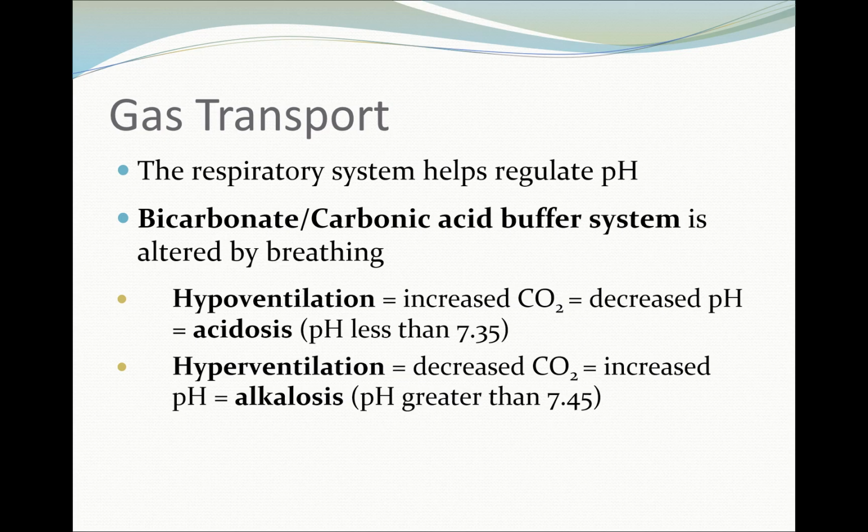Hyperventilation will increase our respiration rate, and that will increase our pH, and that is going to result in alkalosis if the pH is greater than 7.45. So remember your homeostatic range of pH. It's 7.35 to 7.45.